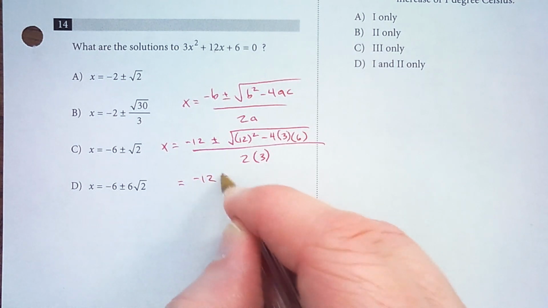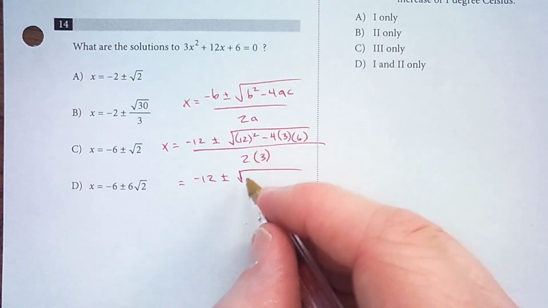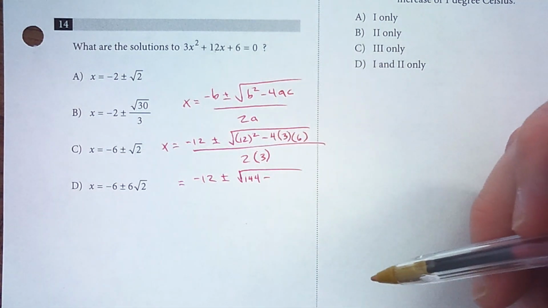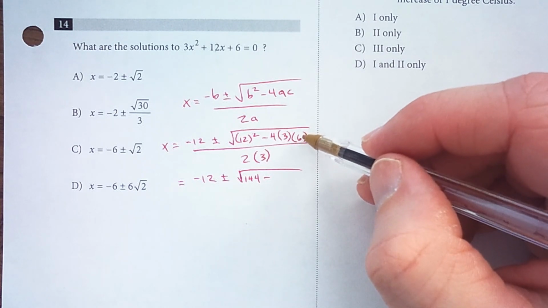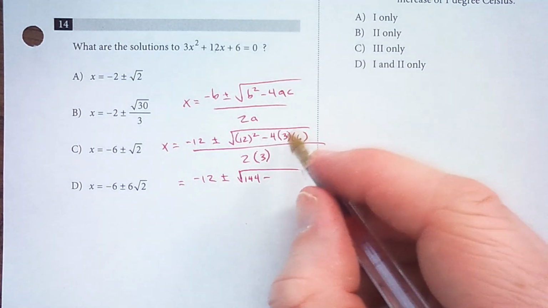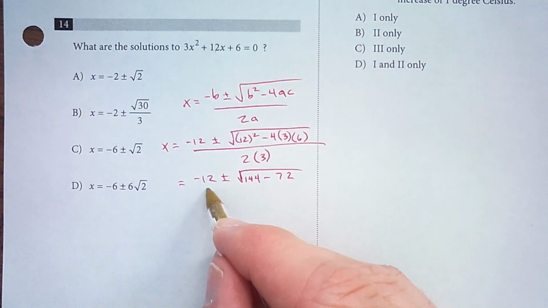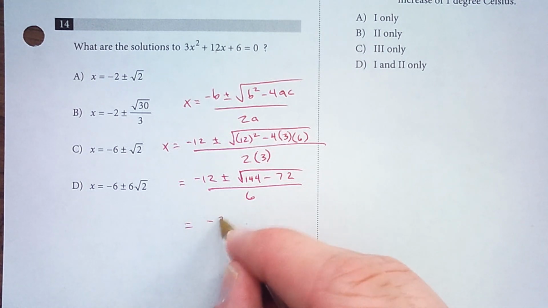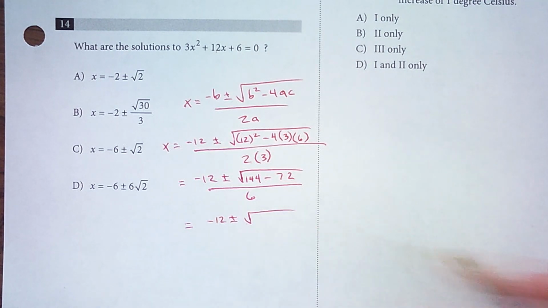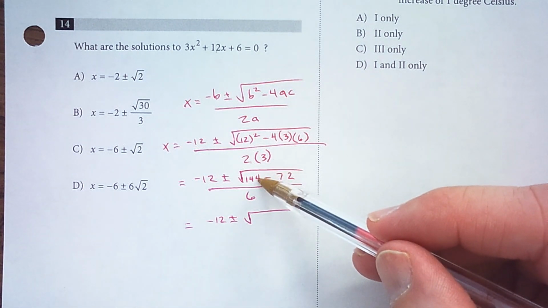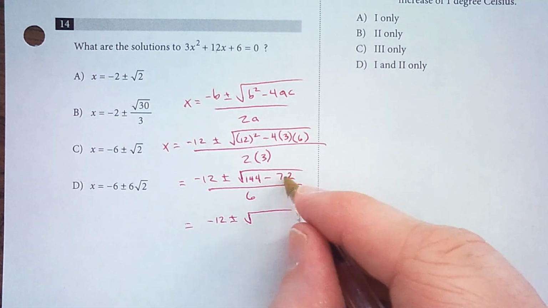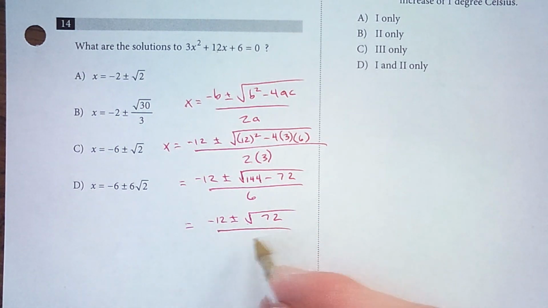So we get negative 12 plus or minus the square root of 12 squared, which is 144, minus 4 times 3, which is 12. 12 times 5 is 60, so 12 times 6 is 12 more than that, so 12 times 6 is 72. All over 2 times 3, which is 6. So that's negative 12 plus or minus the square root of, and we have 144 minus 72. 72 is half of 144, so 144 minus 72 is 72, all over 6.